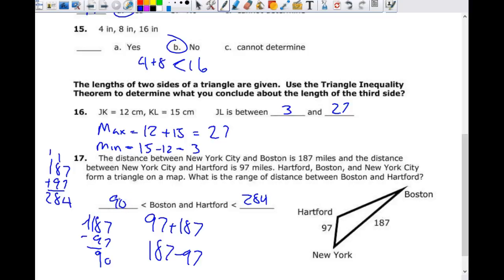Am I going too fast? We don't have that much time. That's the problem. All right, going to move on.